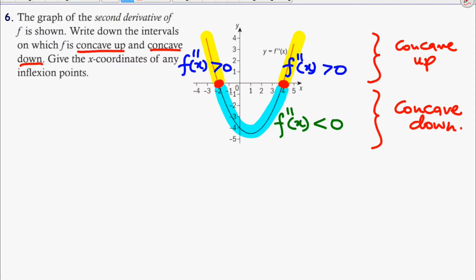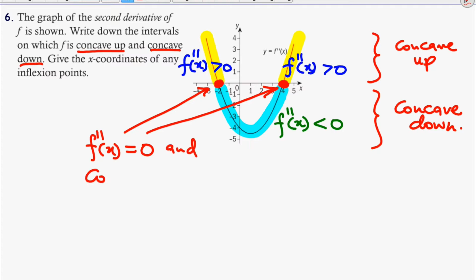So you can notice that at this point and at this point, we can notice that the second derivative is equal to 0. So these are just key things that you can actually see from this graph. The second derivative is equal to 0, and concavity changes at those 2 points.